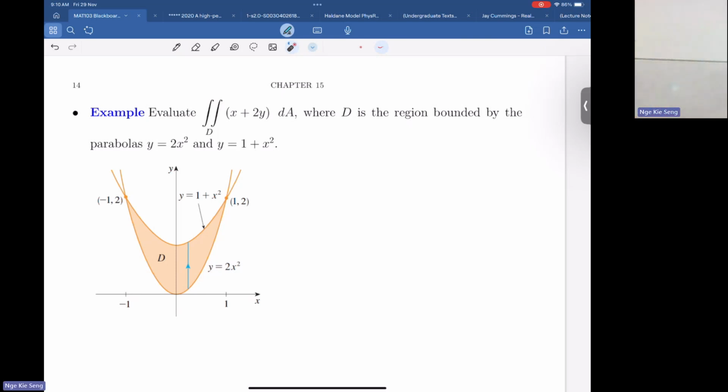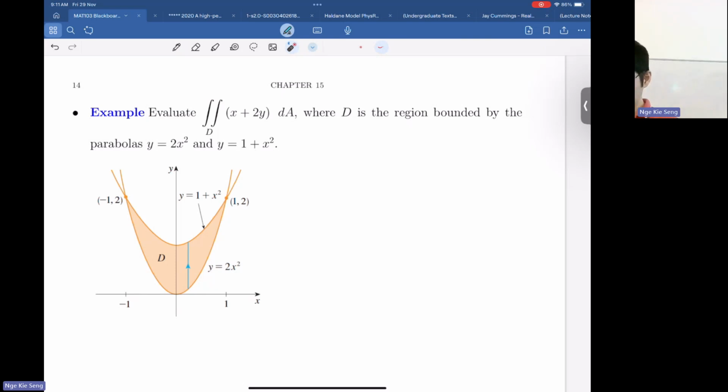You notice that there are two intersections between these two curves here. Do you know how to find the intersection or not? You equate the two equations. Why can you let them be equal? Because by definition, the intersection point must lie on both curves, so it must satisfy both curve equations together. So you can equate them together.